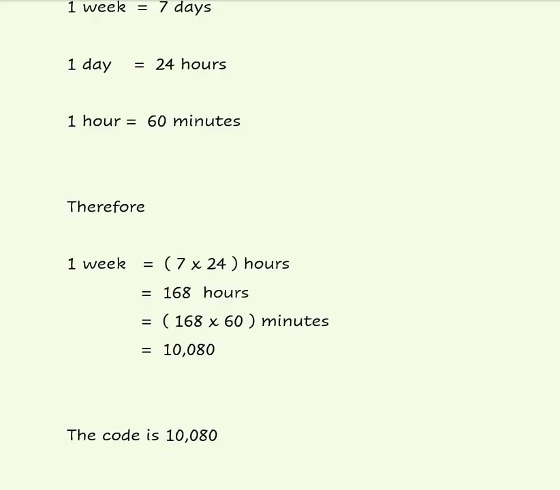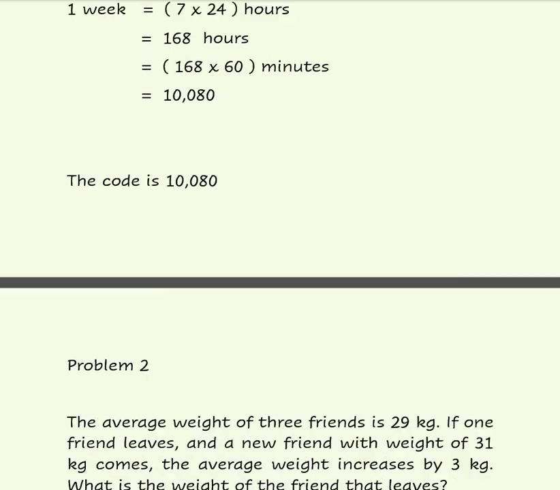This is the end of the first problem. Let us move on to the next problem. Problem number 2.